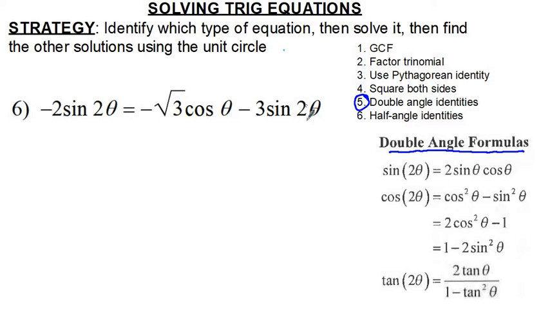Okay, how do I know to use that strategy? Because that's a double angle right there. And here's another double angle. 2 theta, 2 times theta means you're doubling that angle. So what should we do?